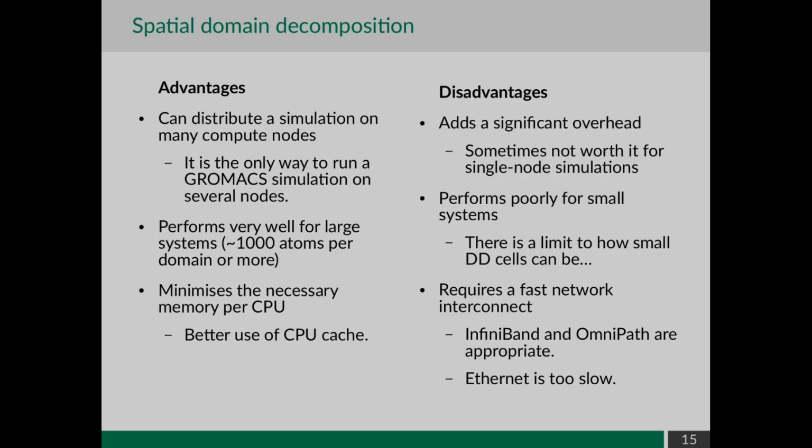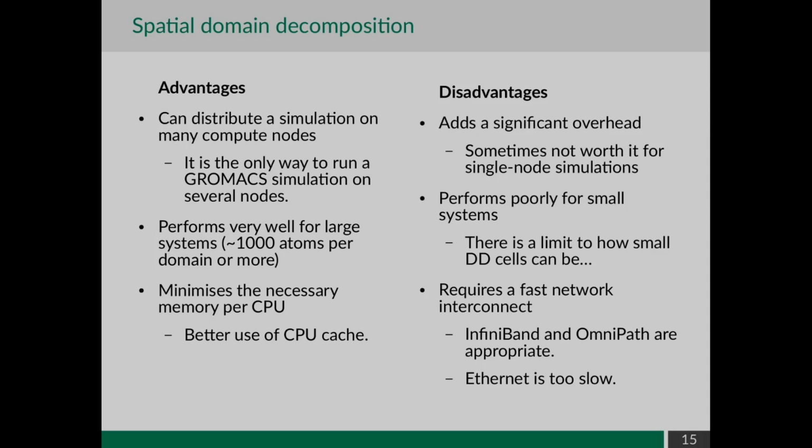So spatial domain decomposition has many advantages. First, it can be distributed on many compute nodes. And that's actually the only way you can run a Gromacs simulation on many nodes. So this really allows you to take the scaling to a very large number of cores. Also, spatial DD works very well for large systems.